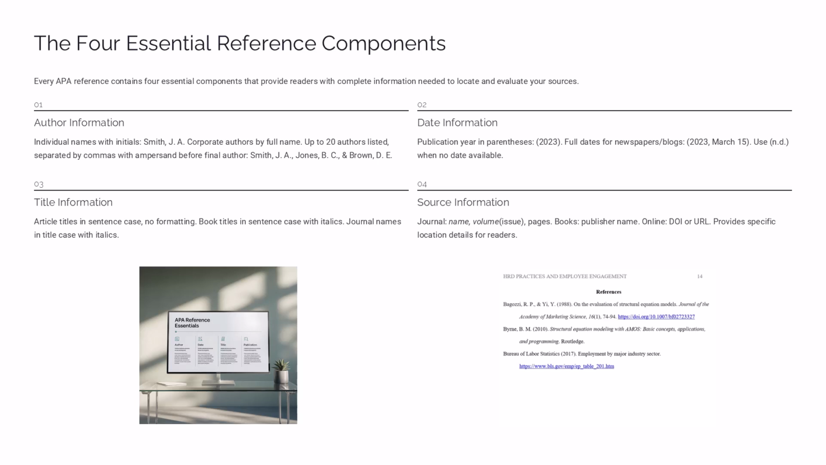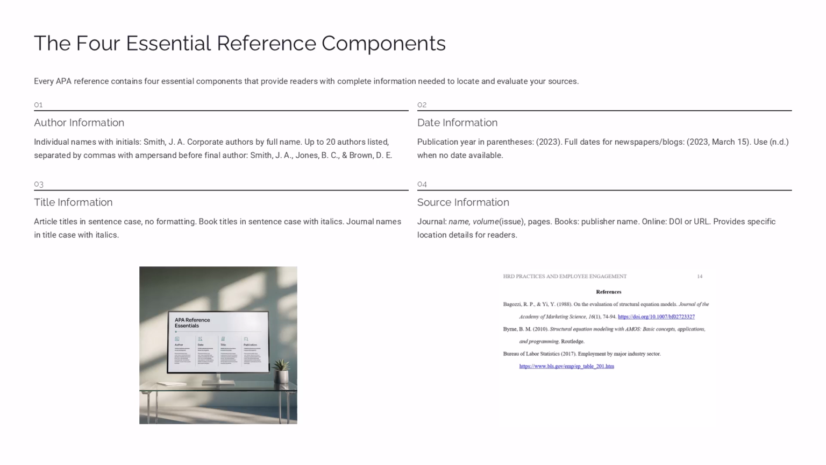For individual authors, list the last name followed by initials. Smith, J.A. Use initials rather than full first names to maintain consistency and privacy. When multiple authors are involved, list all authors up to 20, separating them with commas and using an ampersand before the final author. Smith, J.A., Jones, B.C., & Brown, D.E.